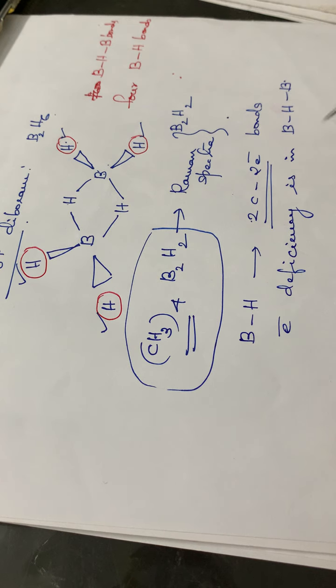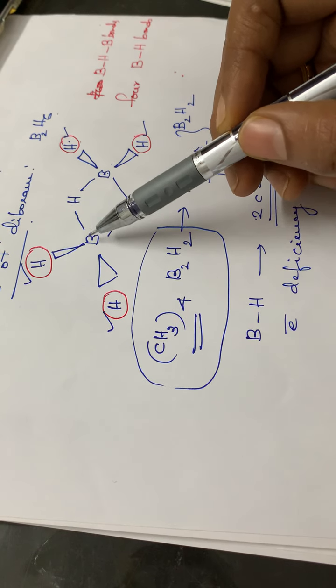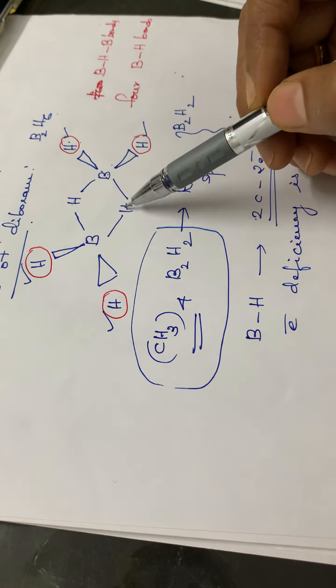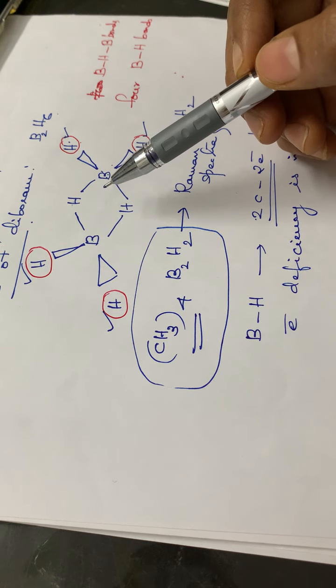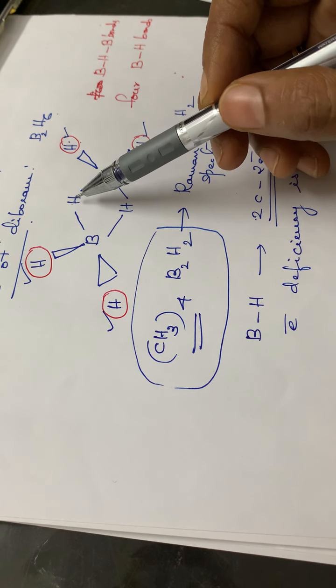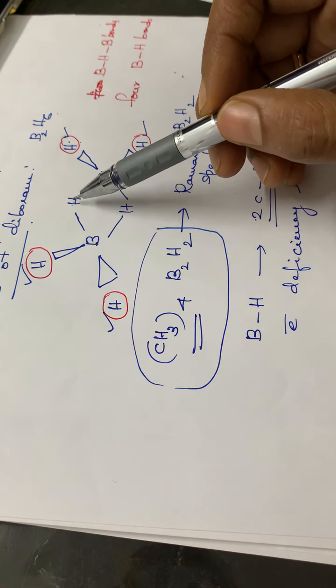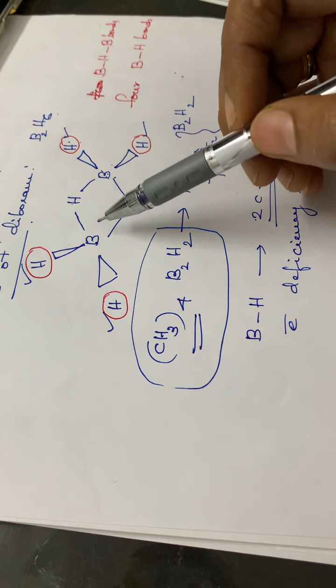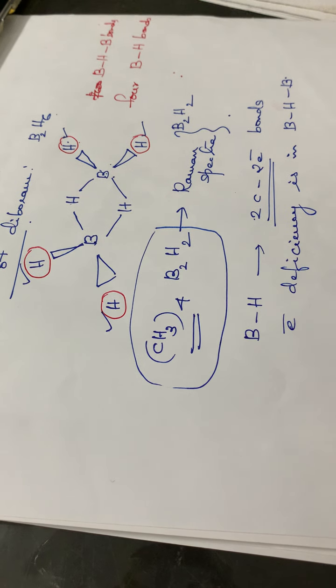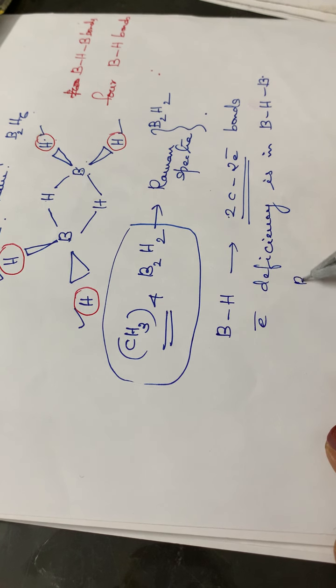And also see, 2 bridges are there, that is, this is the first BHB and this is the second BHB. So these 2 bridges will be having only 4 electrons. That is 1 from each boron atom and 1 from each hydrogen atom. Okay, so these bridged bonds have only 4 electrons. In BHB position, it has in total 4 electrons.